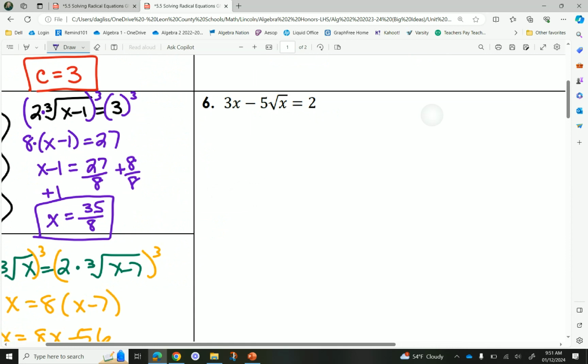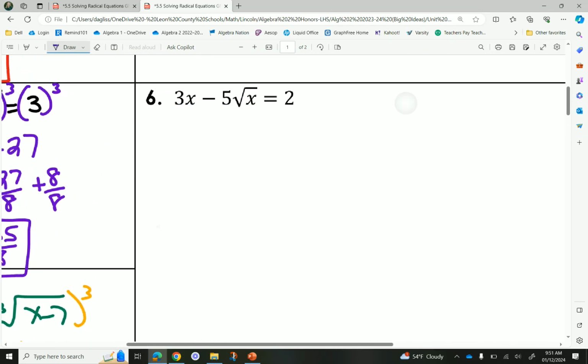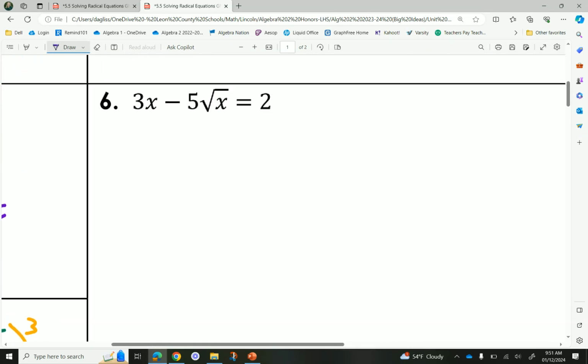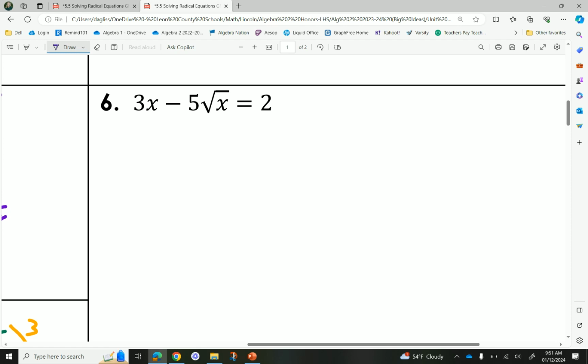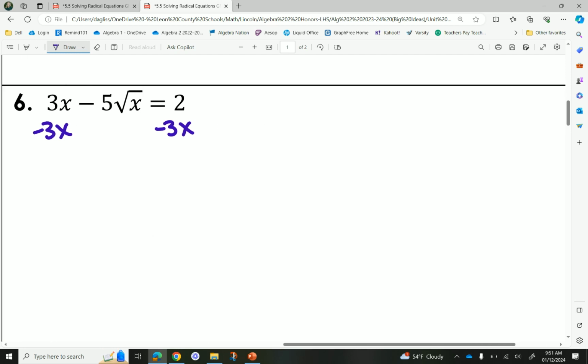So I have 3x minus 5 times the square root of x equals 2. So I do want to move the 3x to the other side because they are not the same x, right? They're not like terms. And I want to get my radical by itself anyway. So let's subtract 3x over here. That leaves me with negative 5 square root x is equal to 2 minus 3x.